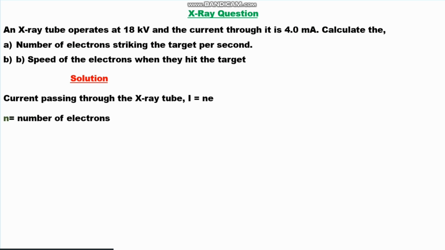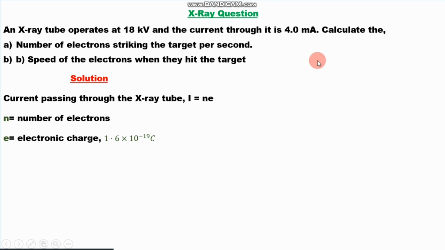Now the current passing through the X-ray tube is given by the number of electrons times the electronic charge. N is the number of electrons, I is current, and e is the electronic charge, which is 1.6 times 10 raised to power negative 19 coulombs. For the first part, we are supposed to find the number of electrons striking the target. We rearrange this formula, and if we make N the subject, N, the number of electrons, is given by current divided by electronic charge.